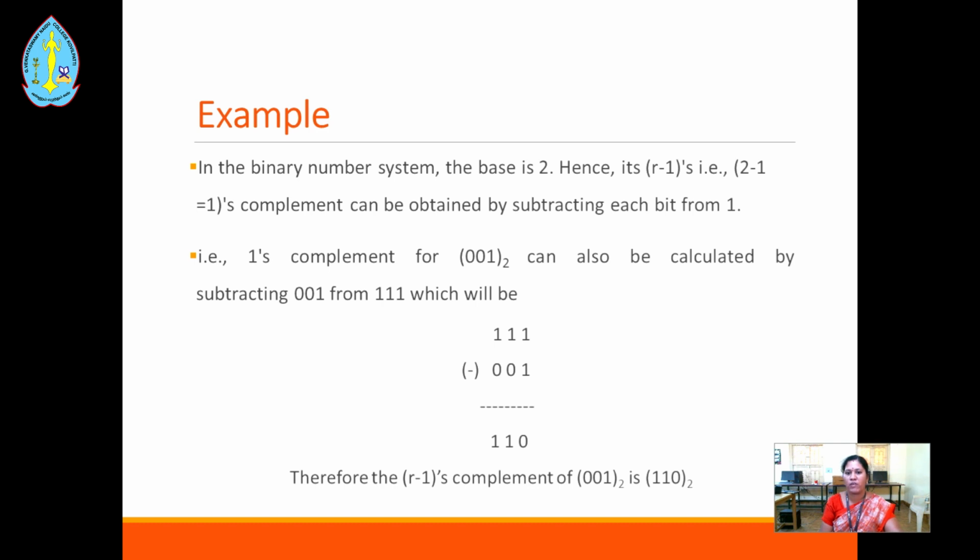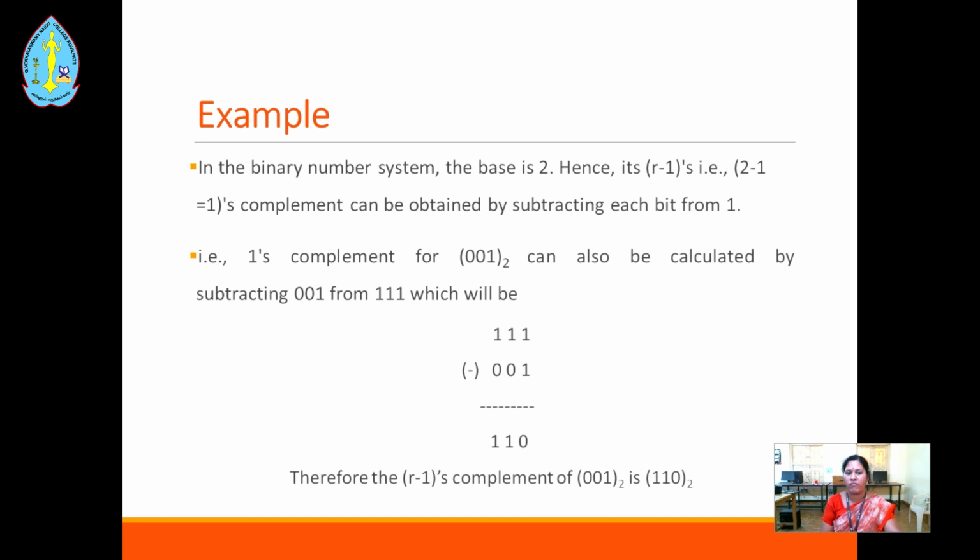So the 1's complement of 001 can be calculated by subtracting 001 from 111. So we are going to calculate the 1's complement of 001. The 1's complement is nothing but r minus 1, where r is 2, so 2 minus 1. To calculate the r minus 1's complement, we have to subtract each digit of that number from 111.